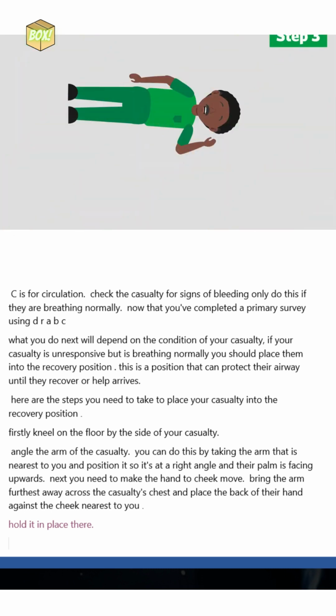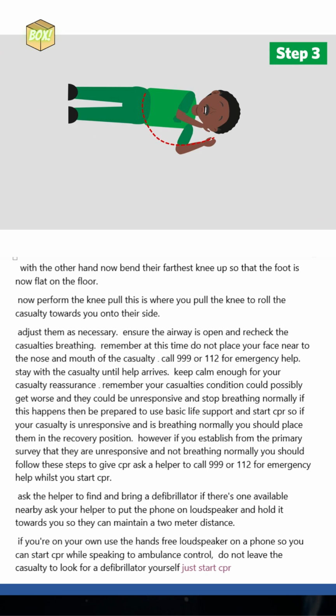Next, you need to make the hand to cheek move. Bring the arm furthest away across the casualty's chest and place the back of their hand against the cheek nearest to you. Hold it in place there. With the other hand, now bend their farthest knee up so that the foot is now flat on the floor.